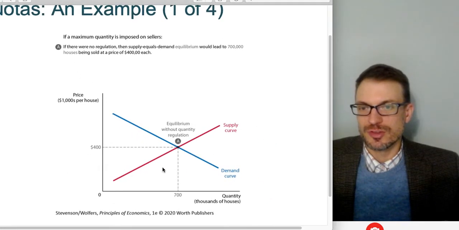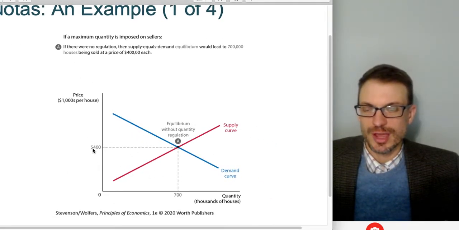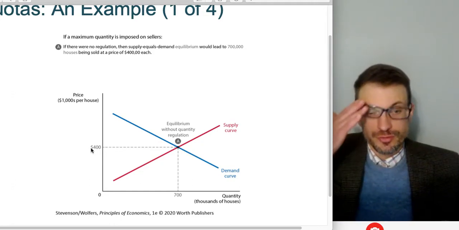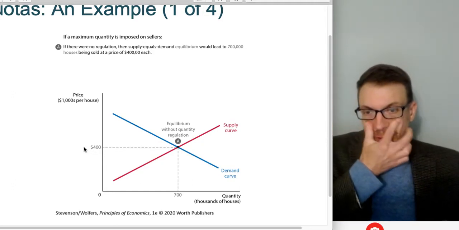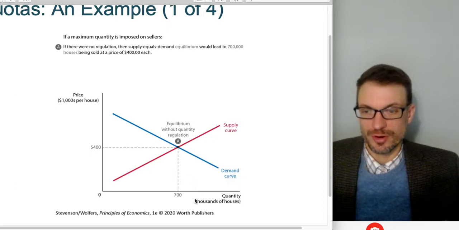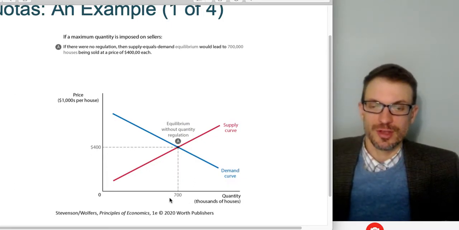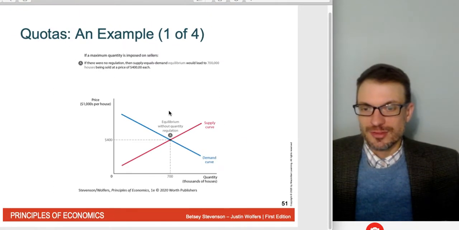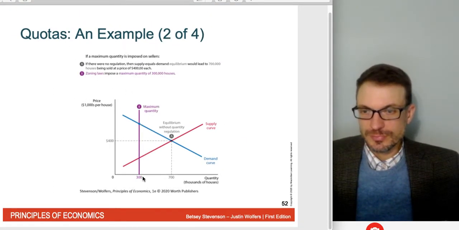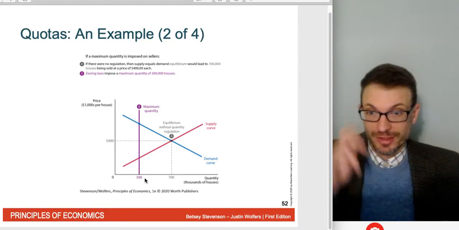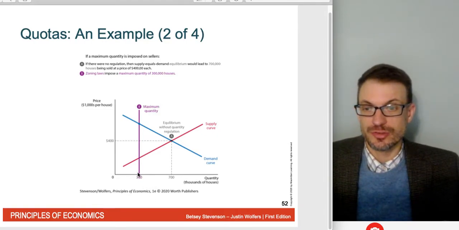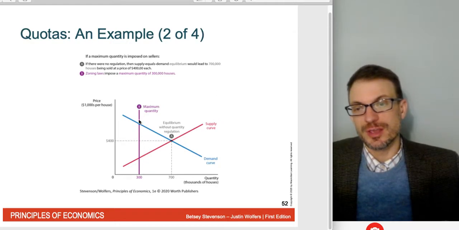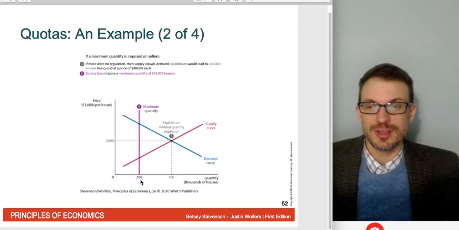So here's the maximum quantity restriction. If there's no regulation, the equilibrium price, for instance, per house is $400,000. The equilibrium quantity of thousands of houses is 700, where supply equals demand. Suppose zoning laws impose a maximum quantity of 300,000 houses. That's here, the maximum quantity. We draw this vertically because there can't be any larger quantity than this amount. So this becomes the market quantity.